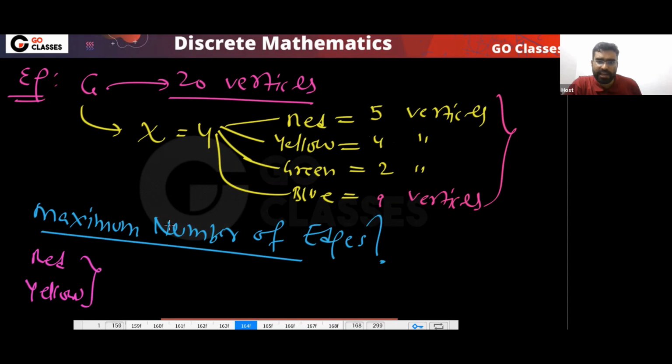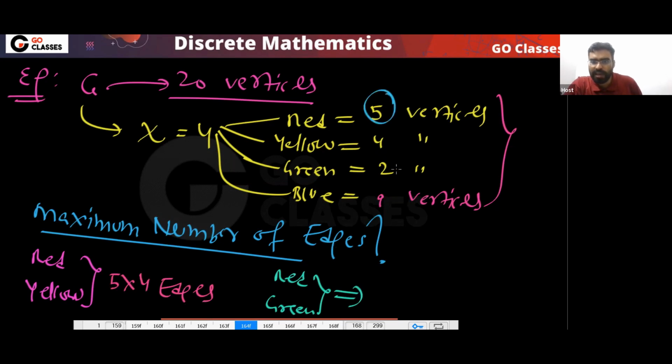So how many edges you can create? These many edges, these two will create, like red and yellow. Okay, similarly, this red and green, how many edges will they create? You can notice between every 2 vertices here, you will create an edge. So there will be 10 edges like this.